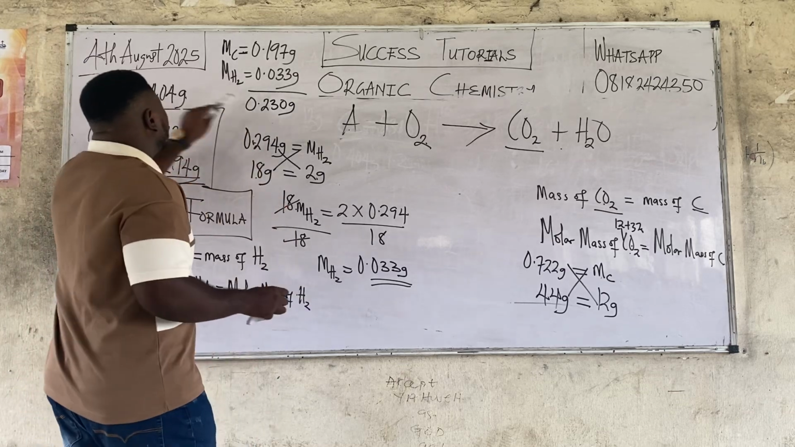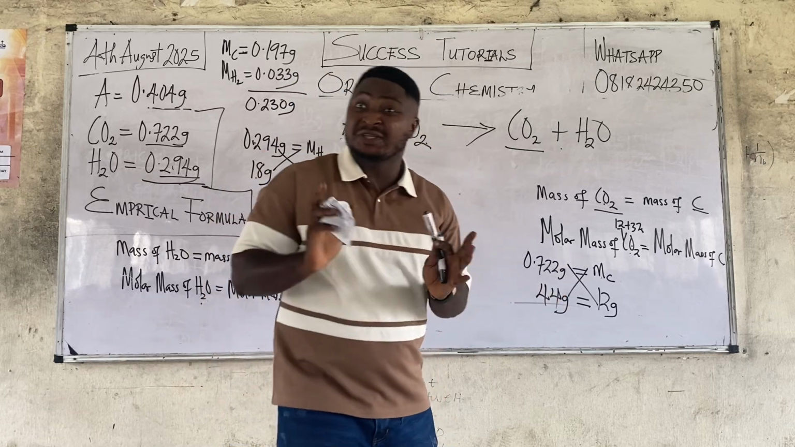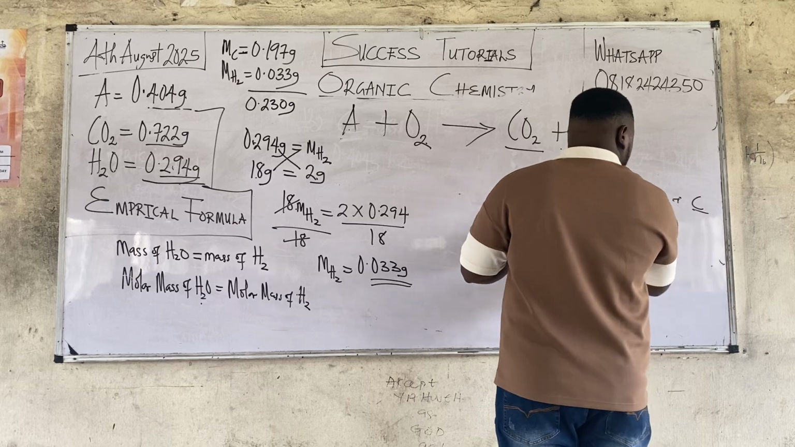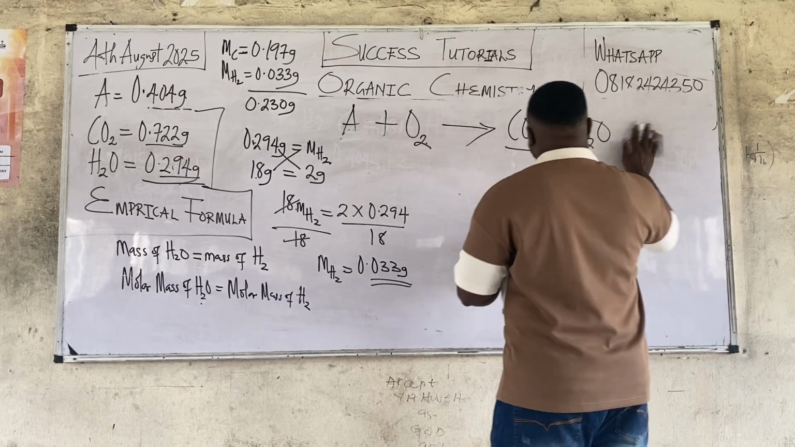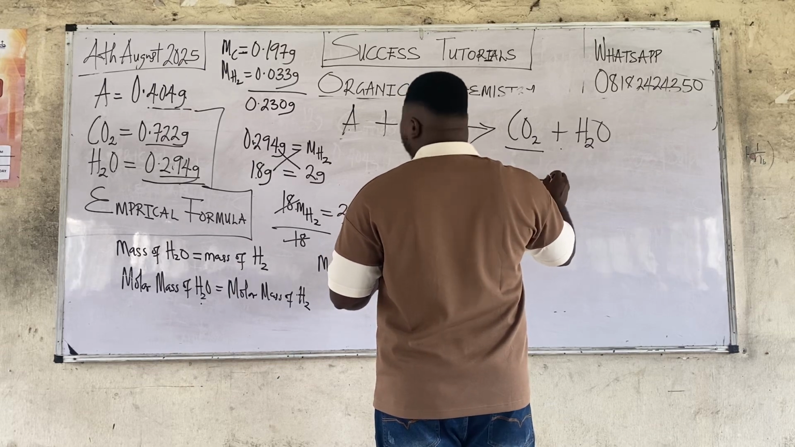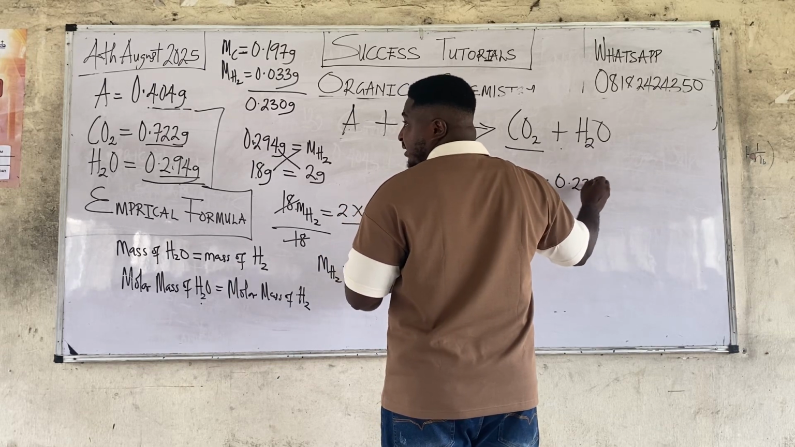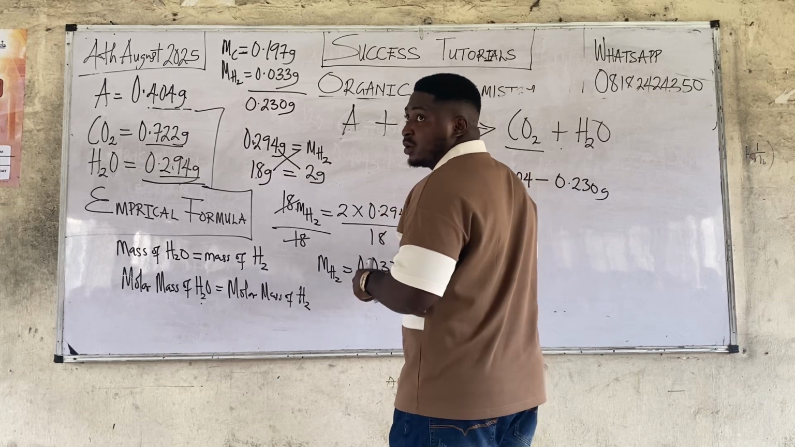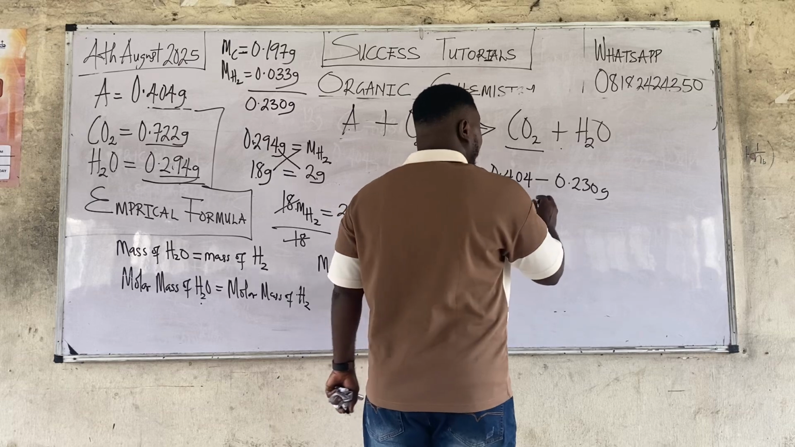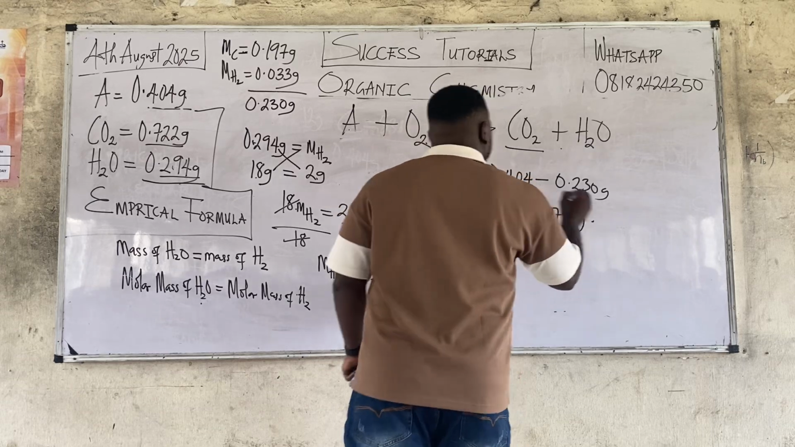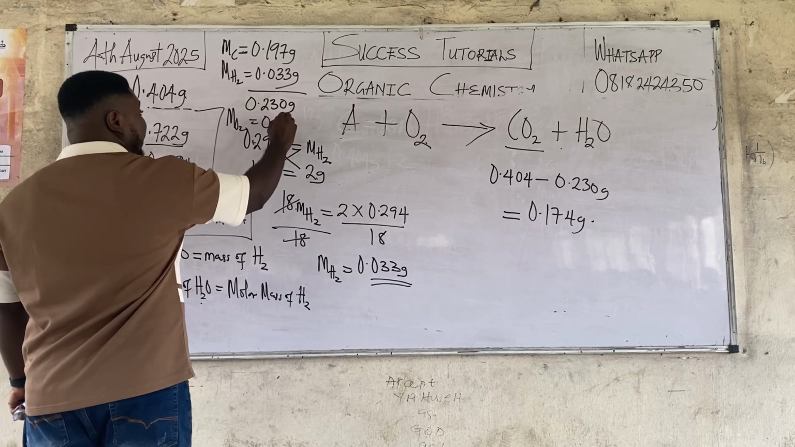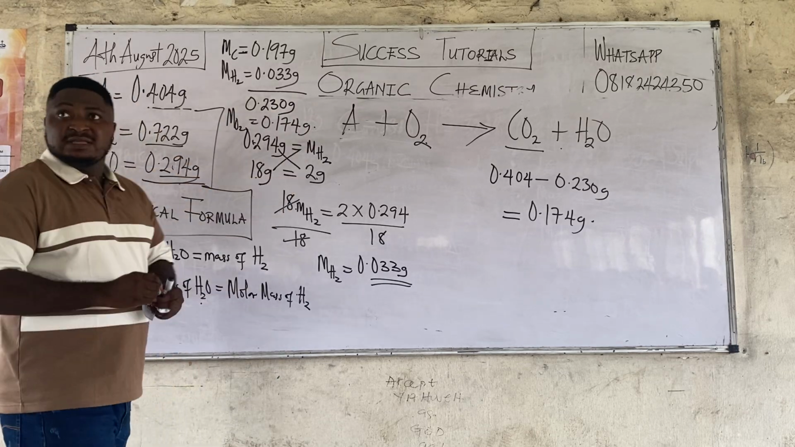So if you remove 0.230 from 0.404, whatever is remaining must be oxygen, because we have already confirmed that it's only carbon, hydrogen, and oxygen that are present. So now we're going to say 0.404 minus 0.230. That gives 0.174. Class, therefore, this is the mass of oxygen. Mass of what? 0.174 grams. Now the rest is very simple.